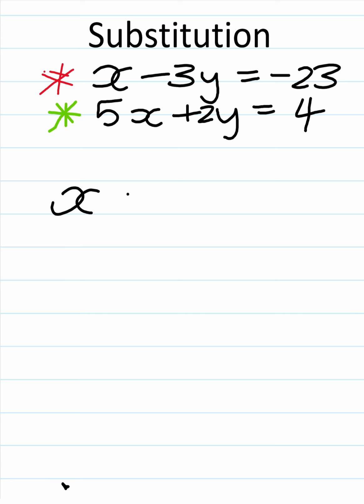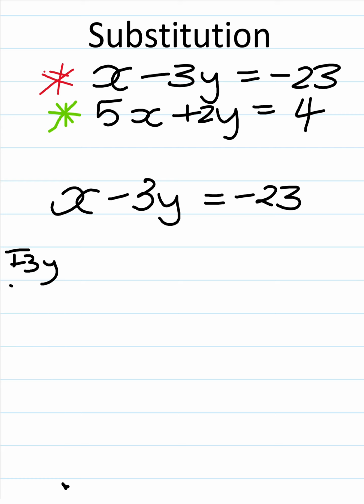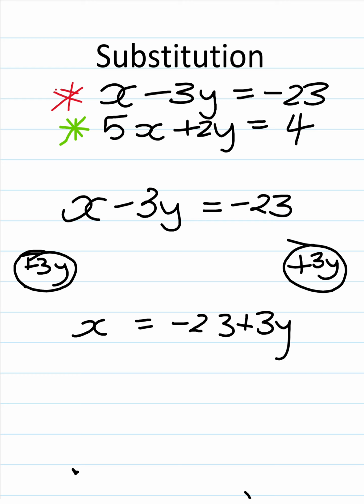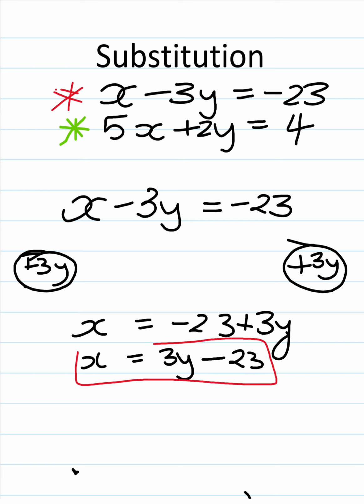Our original equation is x minus 3y is equal to minus 23. Let's add 3y on both sides, to get x is equal to minus 23 plus 3y. Or rearranged, we get x is equal to 3y minus 23. Let's put this equation in red so that we know to work with it in the future.